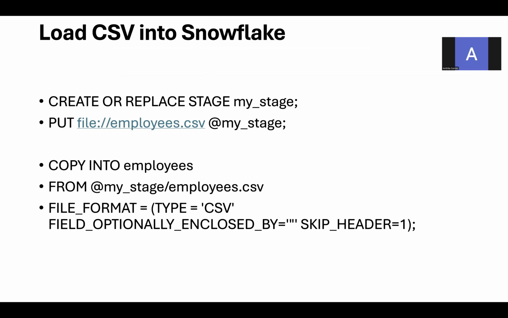Then copy into the table from this stage, followed by the file name .csv file. File format is CSV, file optionally enclosed by double quotes, skip header equal to 1. So what are you doing here? Create the internal stage, put the file from the local system into this stage, then copy into this table from this stage followed by the file name, using the file format CSV followed by the delimiter.